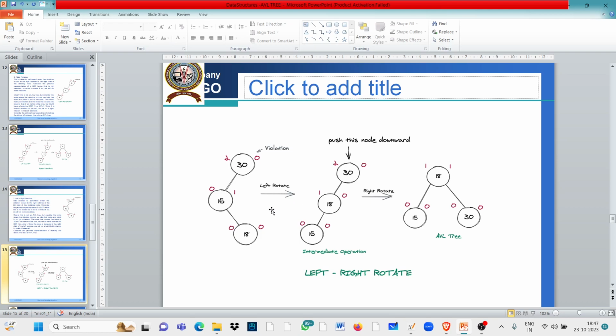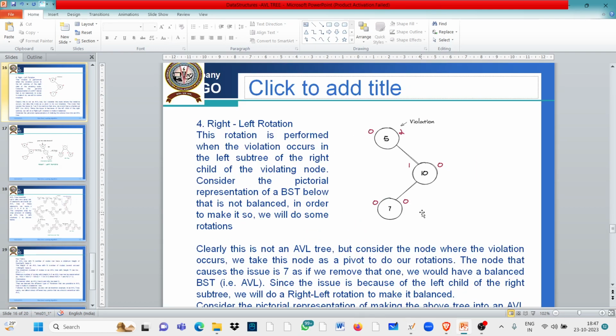Is it clear? This one is just going left, right? So it is making like this. Then I am to go with the right rotation. Right rotation, what you need to do? Push 30 to come here, 18 up, 18 is here. So then it is perfect and it is also an AVL tree. You get it now? So now another thing, we go for the right left rotation.